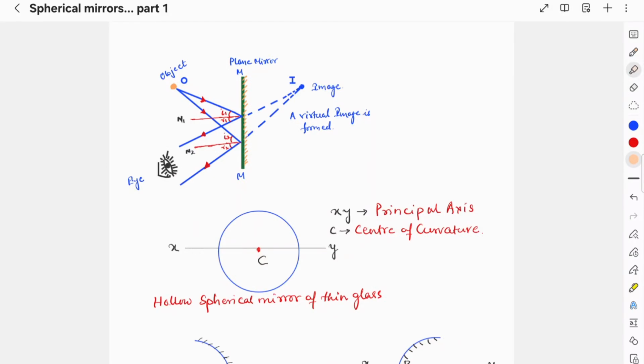Hi students, today let's learn about mirrors. In this video we will be learning about the basic and the important concepts of mirrors, basically the spherical mirrors. Okay, let's start from the very basic.